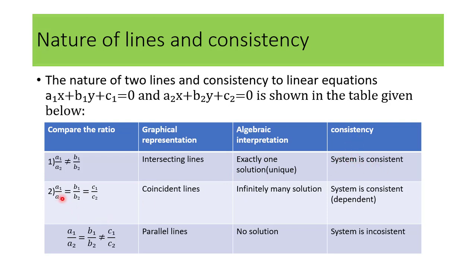Second, a1 upon a2 equal b1 upon b2 equal c1 upon c2. Then coincident lines, infinitely many solution, and system is consistent. And third condition is a1 upon a2 equal b1 upon b2 not equal c1 upon c2. Then parallel lines and no solution, and system is inconsistent.